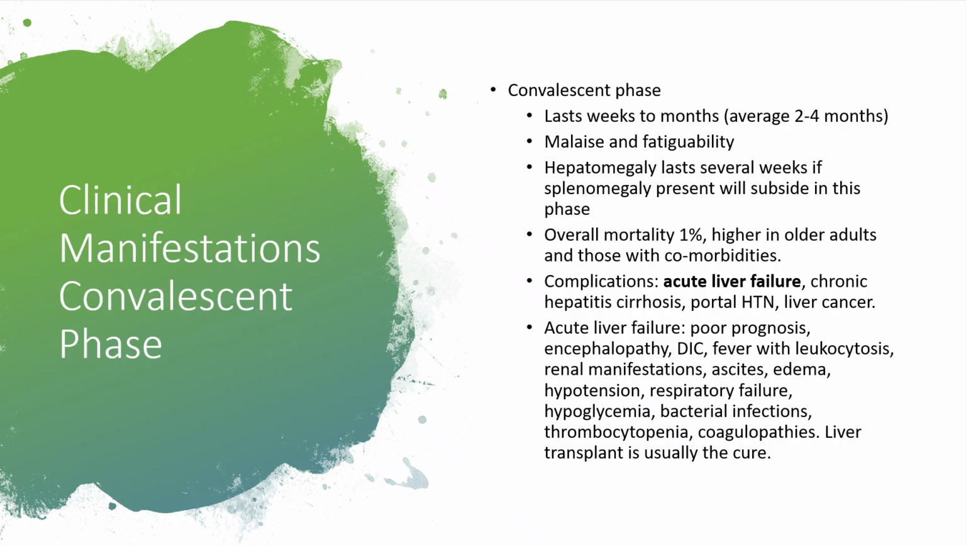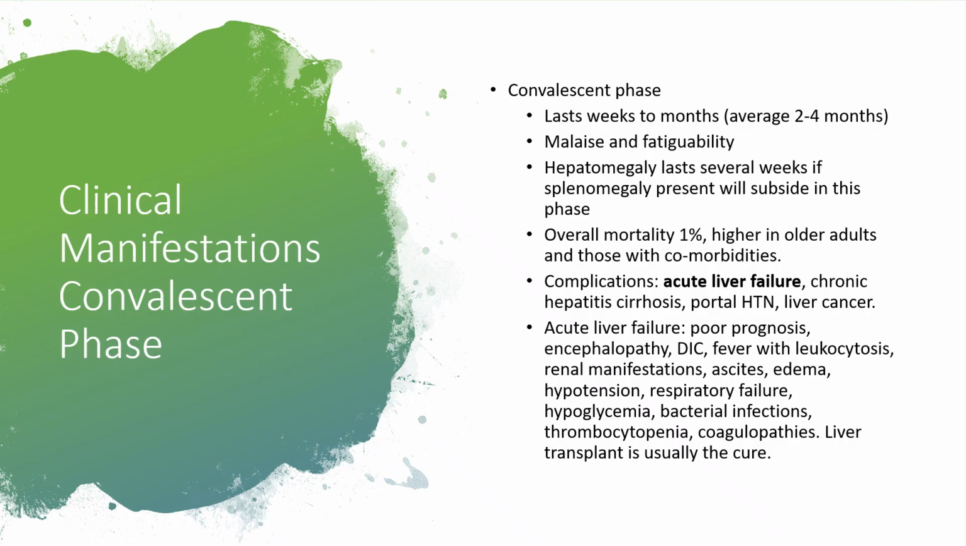In the convalescent phase, the patient is beginning to recover from liver inflammation. This stage can last several weeks to a few months, with an average duration of about 2 to 4 months. Patients commonly continue to experience fatigue and a general feeling of not feeling well. That's what we call malaise. During this time, the liver may still be enlarged, a condition known as hepatomegaly. If the spleen was also enlarged earlier in the disease, that swelling typically improves during this phase as well.